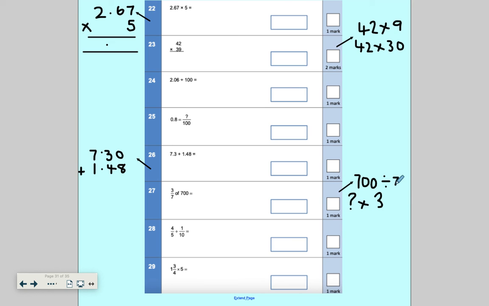Here we've got another fraction of a number. Couldn't get my words out then. Fraction of a number. So we start off with 700. So how many 7s go into 700? That is quite an easy question for those who have fantastic times table knowledge. You should be able to answer it very quickly. Then whatever your answer is for this first calculation, you will times it by 3 to get your final answer.